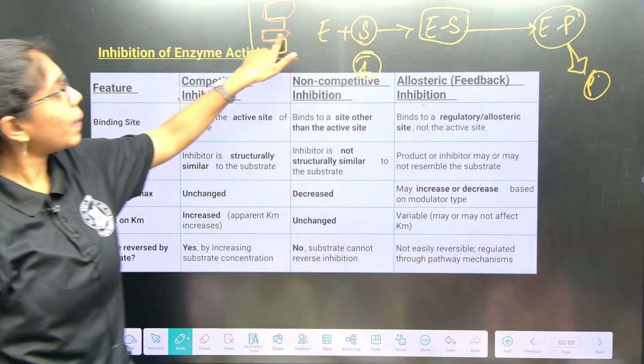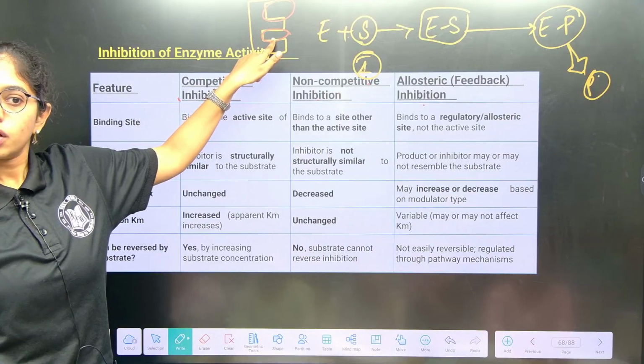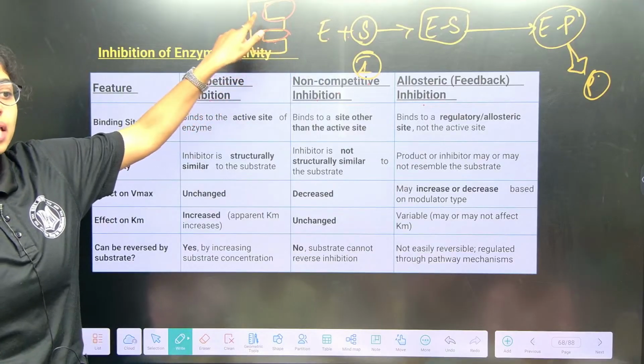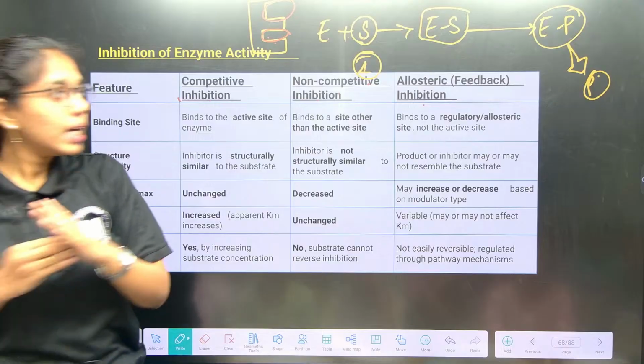So this will come and bind to the active site prior to the substrate. So it is affecting the substrate in binding with the enzyme, that is how it is inhibiting the enzymatic activity. Fine. Second is what?